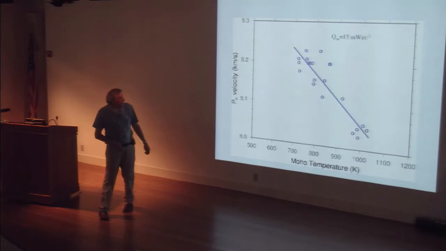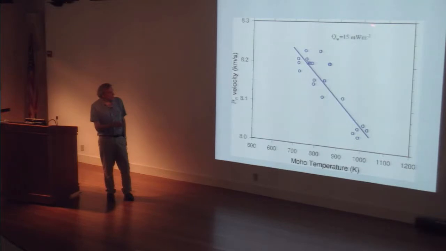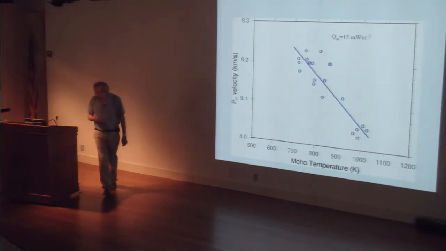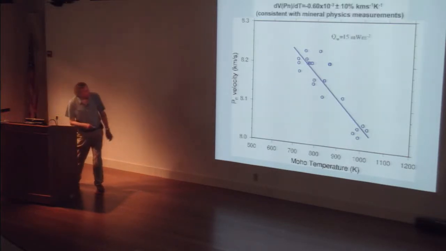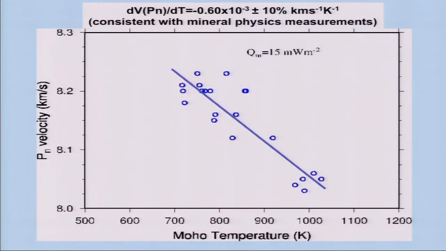But interestingly enough, remember one of the free variables in the calculation of the geotherm is the Moho heat flux. We've taken that value here; we'll see later what it does. And the slope of the best fit line is this, 0.6 times 10 to the minus 3 kilometers per second per degree. That's consistent with what is known about the temperature dependence of seismic velocity. That's one thing, so we know we're on the right track. Can we compare a little bit better?